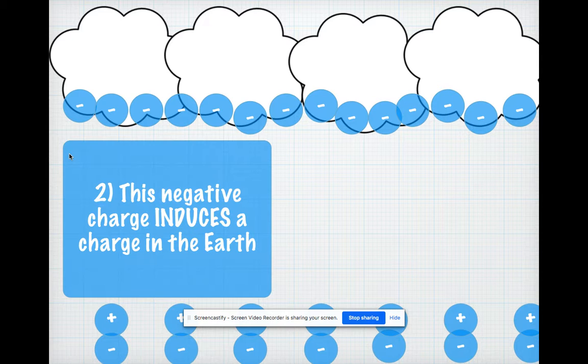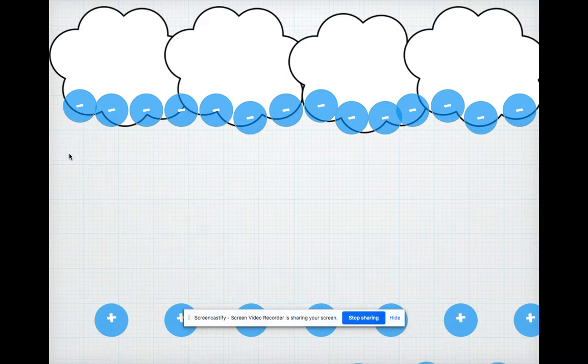So this negative induces a charge on the earth. Let's look at that again. We have our negative. It induces our charge. Therefore, those negatives are going to be attracted to those positives, and we are going to see a large electric discharge in terms of lightning.